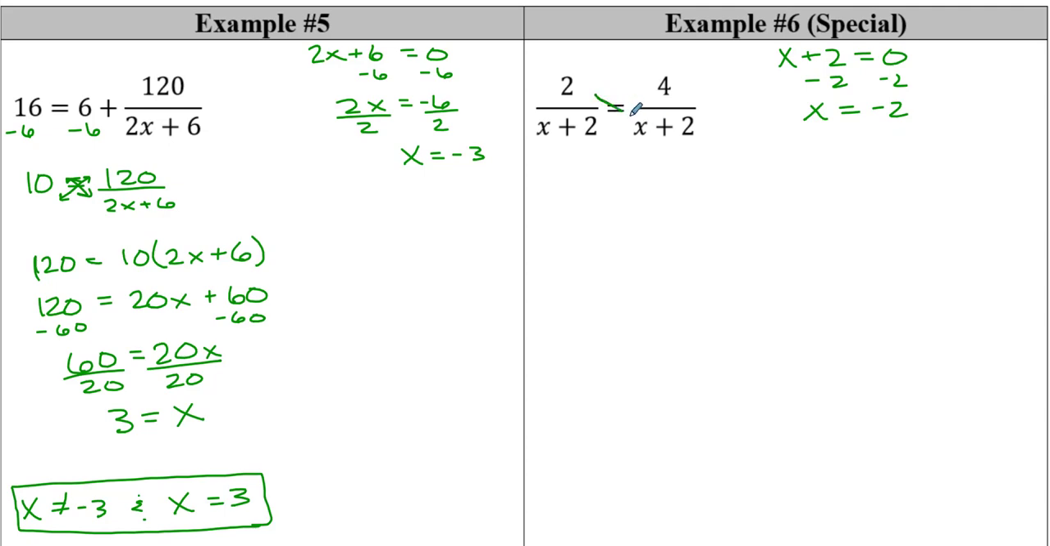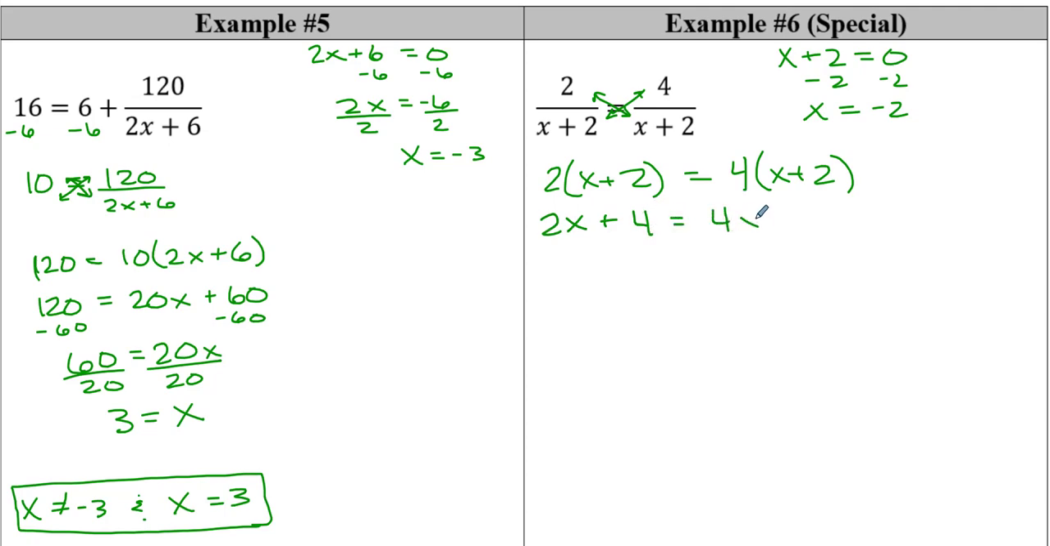Let's go ahead and try to solve this. So we're going to have 2 times x plus 2, and we're going to set that equal to 4 times x plus 2. All right, let's distribute out. We get 2 times x plus 2 times 2, which is 4, and then we get 4x plus 8.